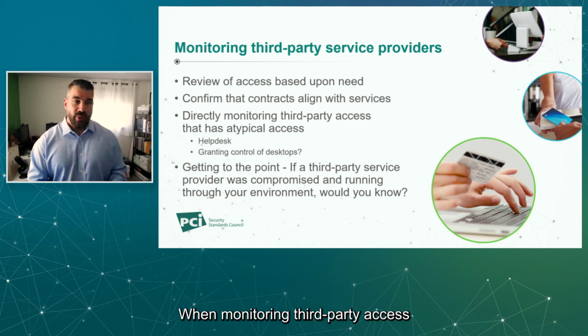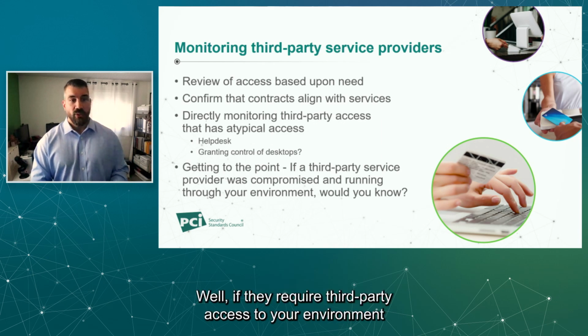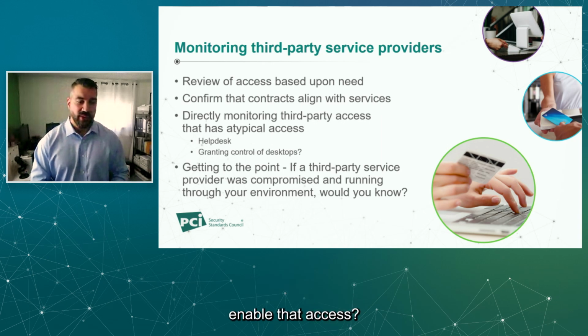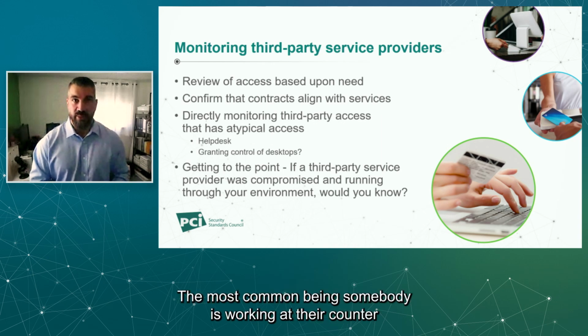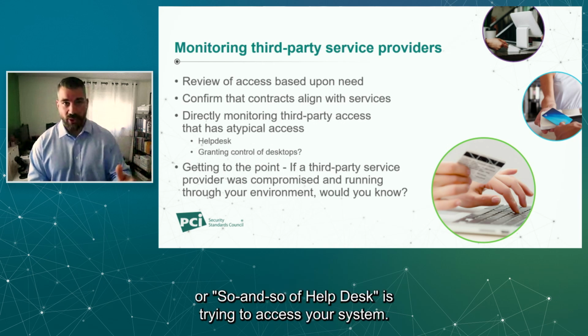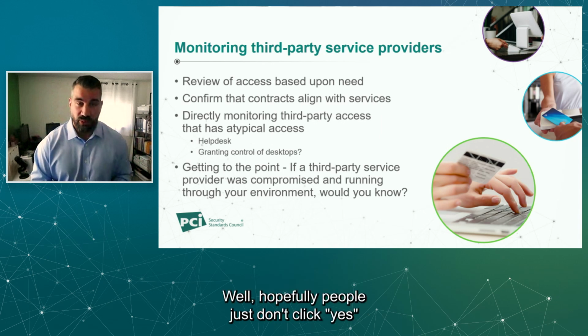When monitoring third-party access that would not be following the normal route, the atypical access. Well, if they require third-party access to your environment, is there a multi-factor step that you can trigger to enable that access? The most common being somebody is working at their counter and a little pop-up shows up and it says, help desk or so-and-so of help desk is trying to access your system. Do you permit access? Well, hopefully people just don't click yes.